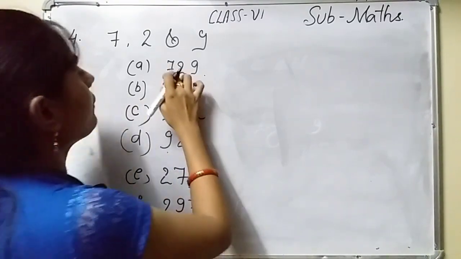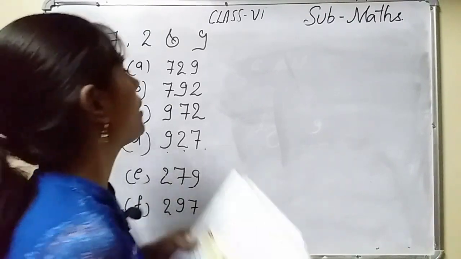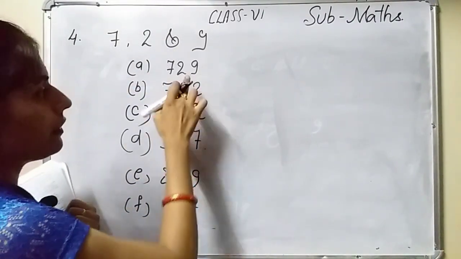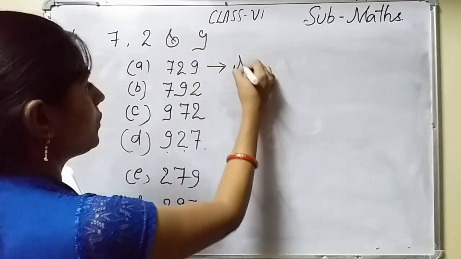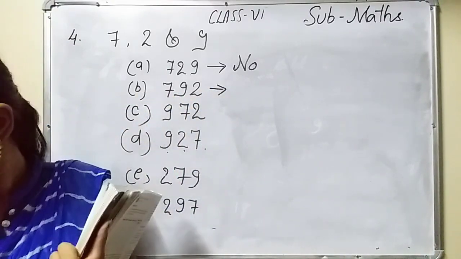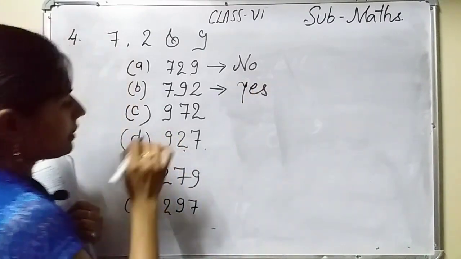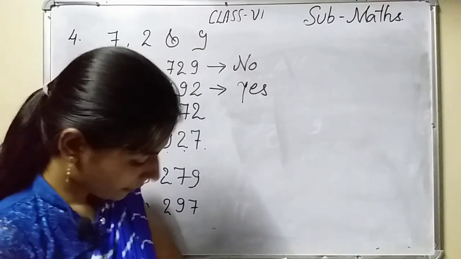Now see, how many of the numbers formed in A are divisible by 6? Now see, 7, 2, 9. Is it divisible by 6 or not? You have to find. First of all, is it an even number? No, it is not an even number. So no, it is not divisible. This is an even number, yes, and it is divisible by 6. This is also an even number, so it is also divisible by 6.